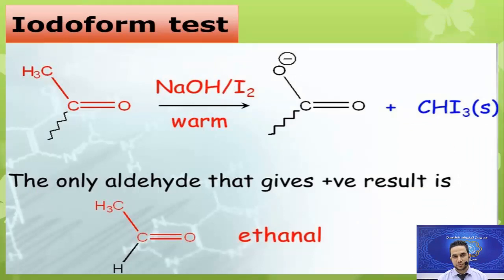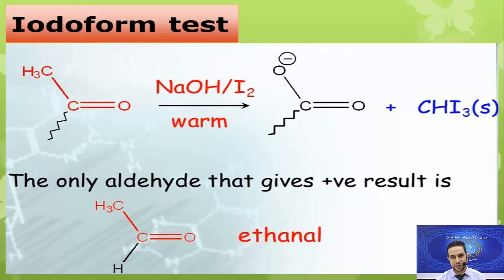Another important test, the iodoform test or iodoform reaction. Remember this test or this reaction, we took it before. It tests the presence of a methyl group bonded to C double bond O. And how can I know it is positive? It gives a yellow precipitate of iodoform, CHI3. Again, it tests the presence of a methyl group CH3 bonded to CO.